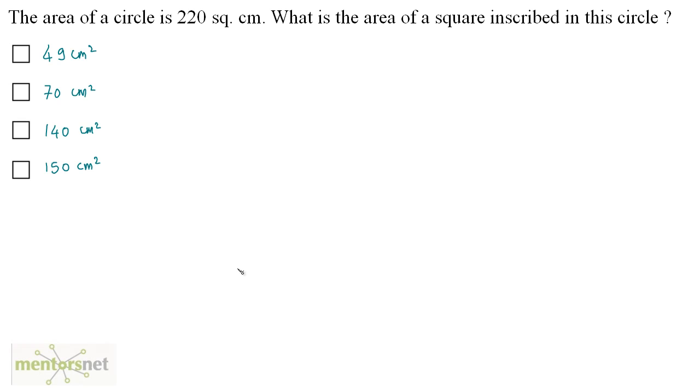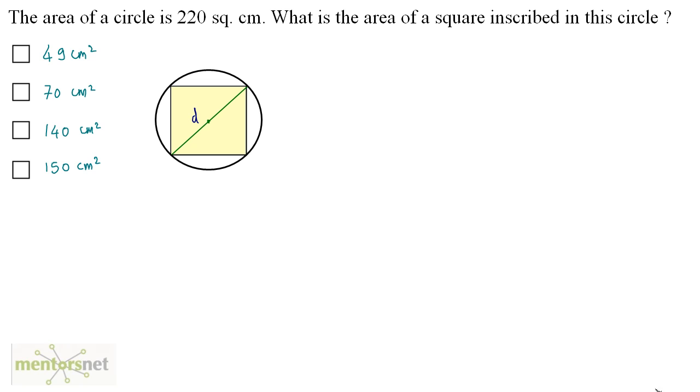The area of a circle is 220 square centimeter. What is the area of a square inscribed in this circle? So you have a square, this yellow square, which is inscribed in a circle. And because of it, the diagonal of the square will pass through the center of the circle. Now because this passes through the center of this circle, its length will be equal to the diameter of the circle, right? So it will be d.